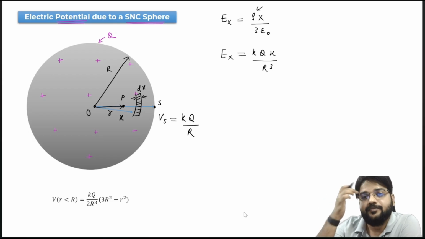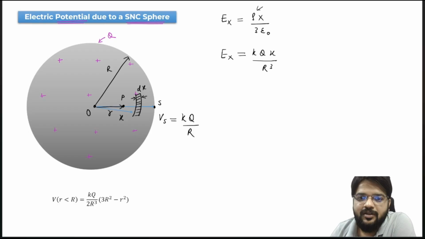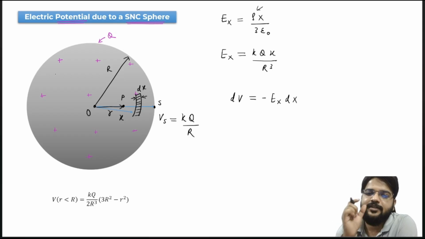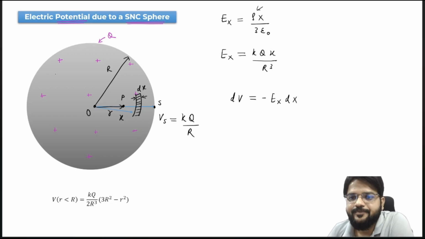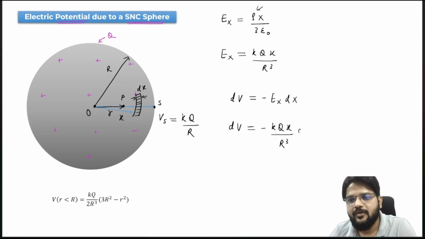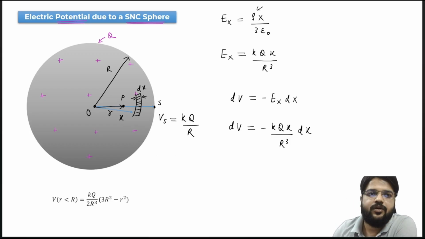Now the next thing: the change in potential for this small thickness can be written as dV equal to minus Ex dx. Here the electric field is not constant, but for this small region the electric field can be considered constant, and it is Ex. We already have the Ex value. So dV can be written as minus Ex dx. And what is the value of Ex, everyone? It is kqx by R cube, times dx.